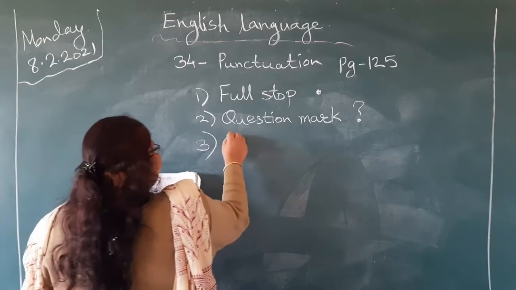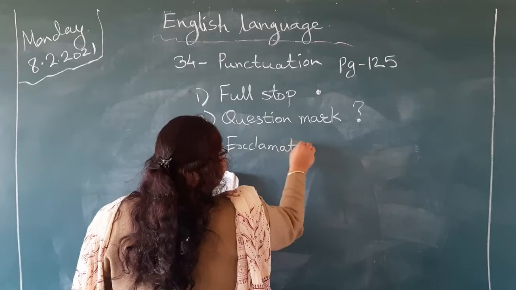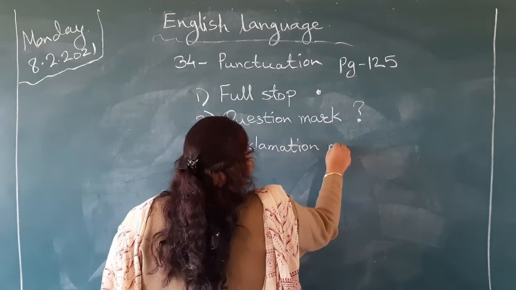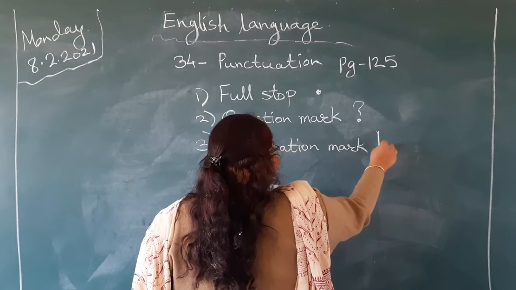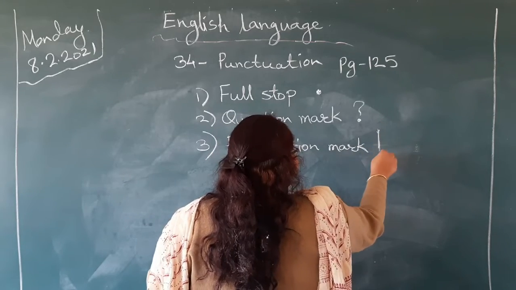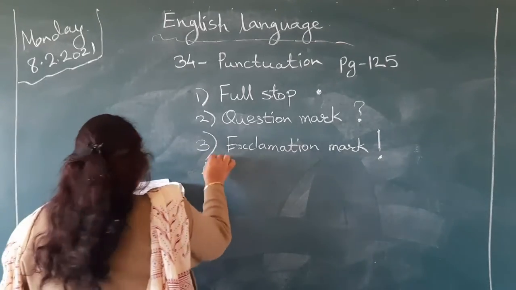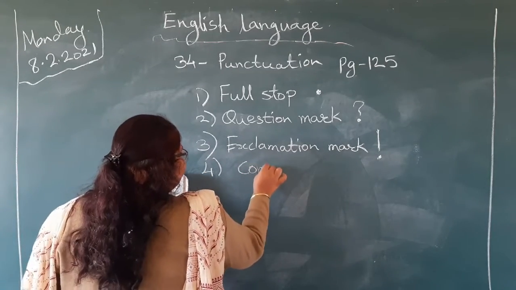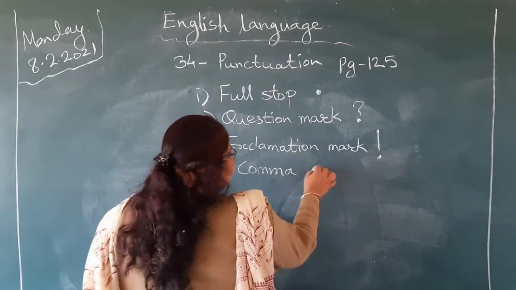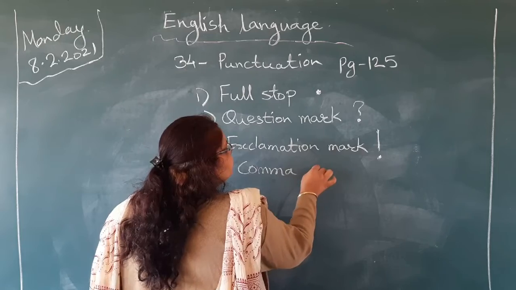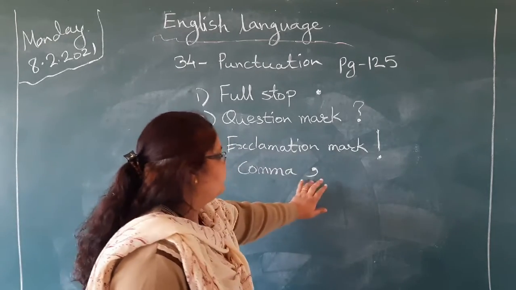Next, exclamation. So what is the third one? That is the exclamation mark. See how the sign is given. You have to just put a standing line and a dot. The fourth one we are going to see is the comma. We use the comma when we pause in the sentence. Pause means where we stop a little bit and then continue.